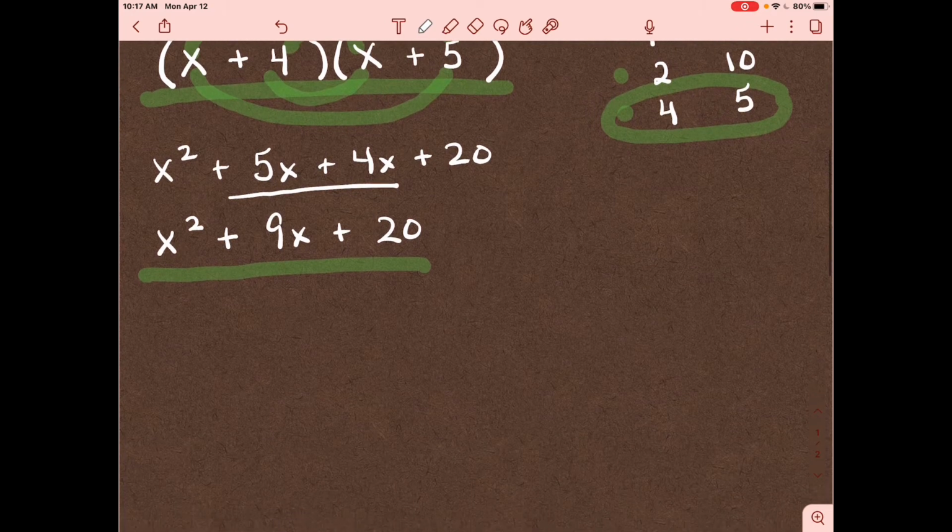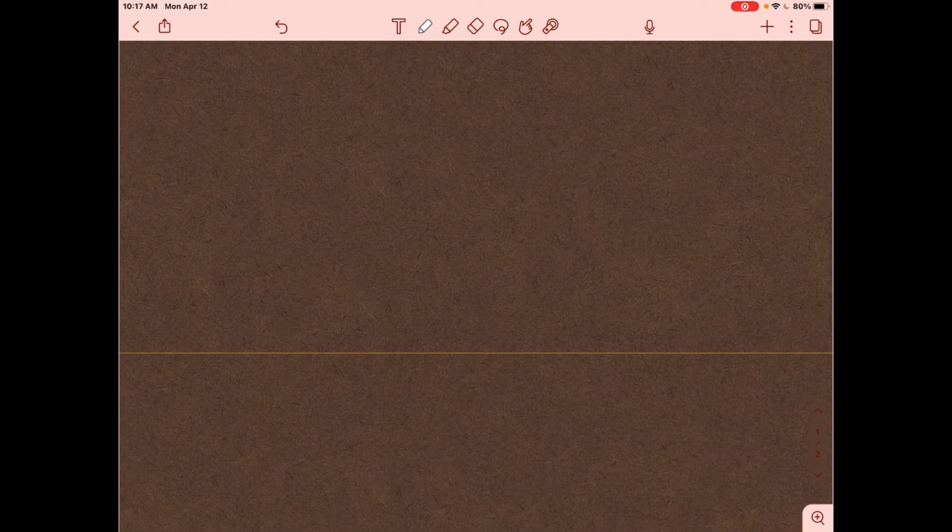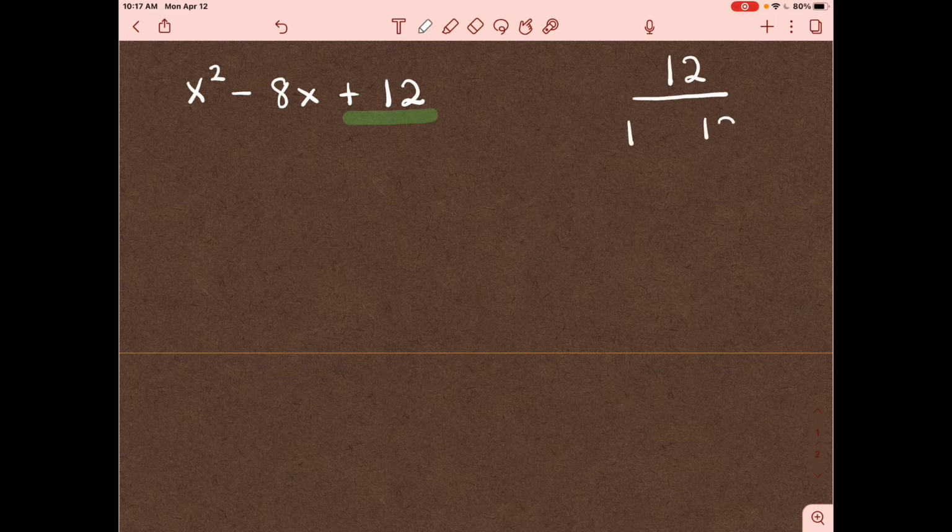All right, example number 2 looks like this. X squared minus 8x plus 12. Notice that we've thrown in a negative. So we're going to do the same thing. We're going to first look right here at this 12, and we are going to come up with the factors of 12. 1 times 12, 2 times 6, 3 times 4, and then when I get to 4 times 3, I'm repeating myself.